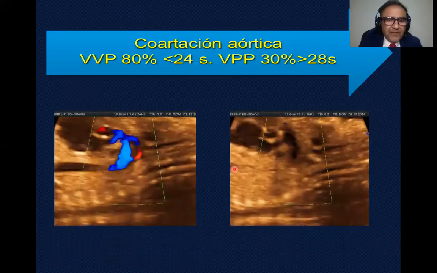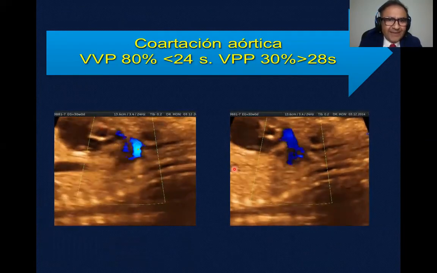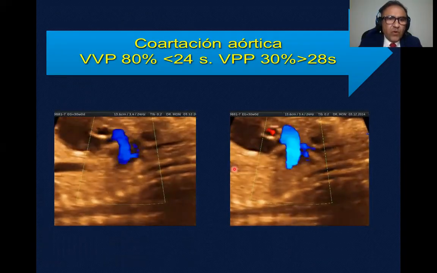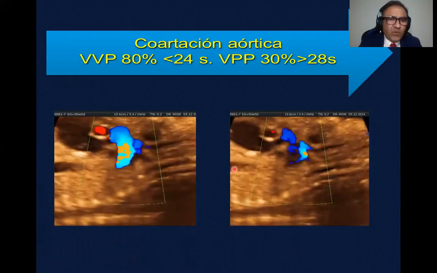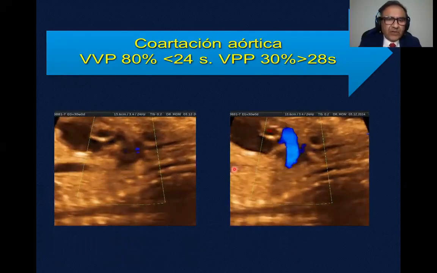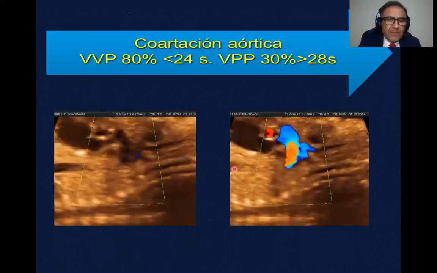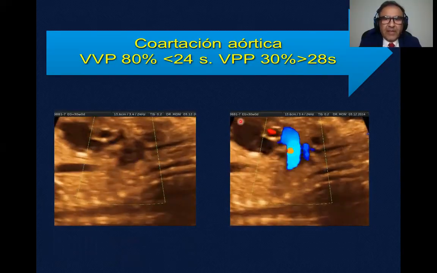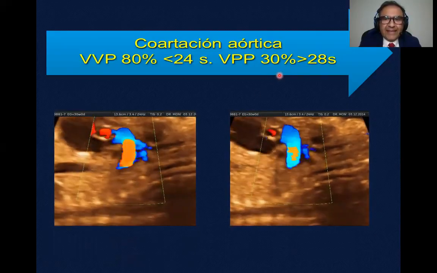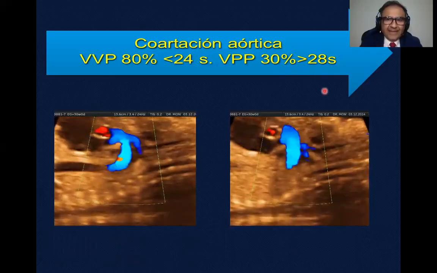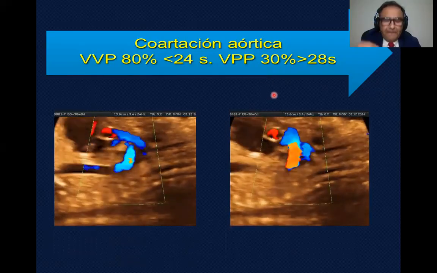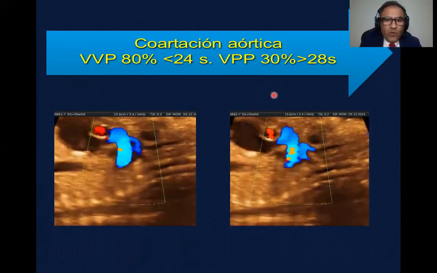When it is suspected before 24 weeks, before that 24-week mark, the positive predictive value is 80% that it truly is an aortic coarctation, and those patients in whom it is suspected before 24 weeks may be more strongly associated with chromosomal abnormalities. When the suspected diagnosis is made after 28 weeks in the course of the third trimester, the positive predictive value will decrease to 30%, which means it is most likely to be a false positive.